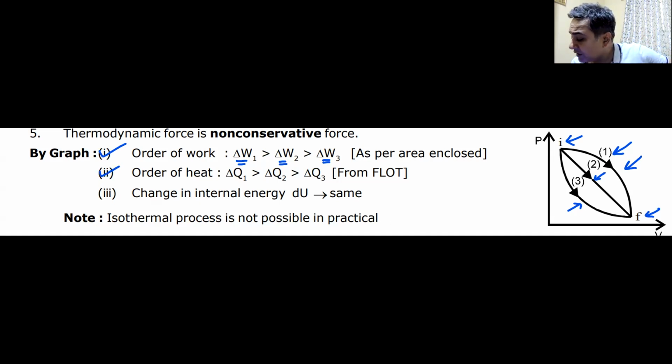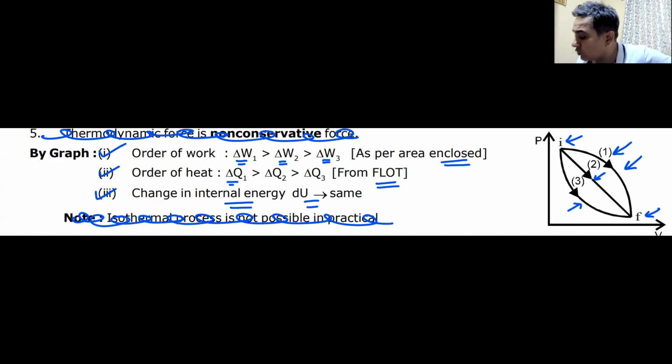The order of heat given is the same. Delta Q is delta U plus delta W. The change in internal energy will be the same whether I go in process number 1 or process number 2 or process number 3, because the change in internal energy does not depend on process. Do we understand this? So whatever is the order of work which is coming from the area of the graph, the same is the order of heat given, because internal energy is the same. Do we understand this? Yes or no?